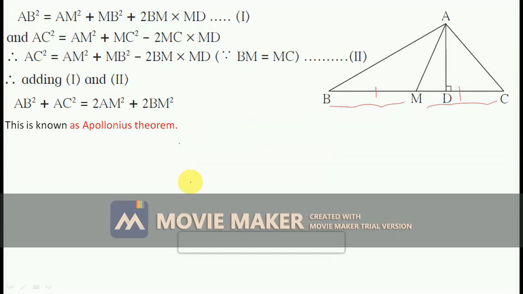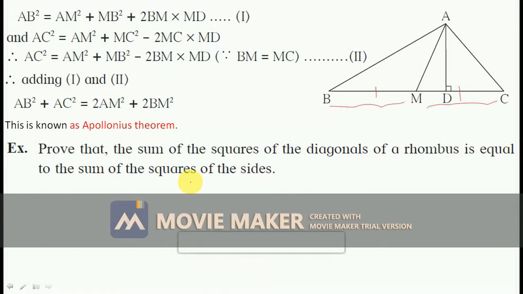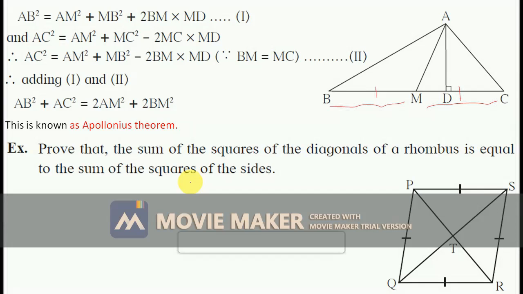Now come to example number two. Prove that the sum of the squares of the diagonals of a rhombus is equal to the sum of the squares of the sides. Here we have given a square PQSR, and we have to prove that the sum of the squares of the diagonals is equal to the sum of the squares of the sides. Okay, guys, we have to prove that.